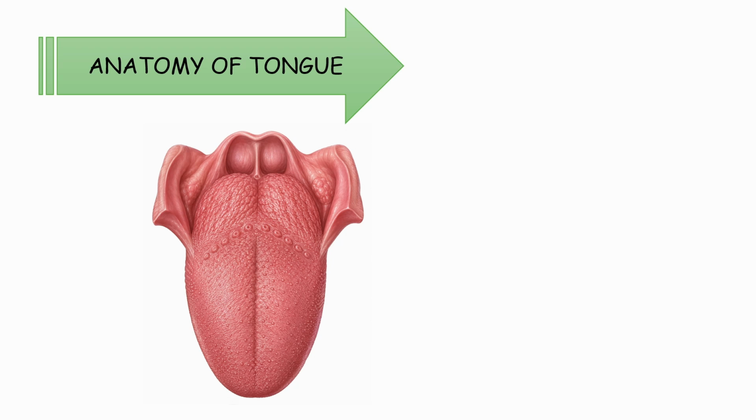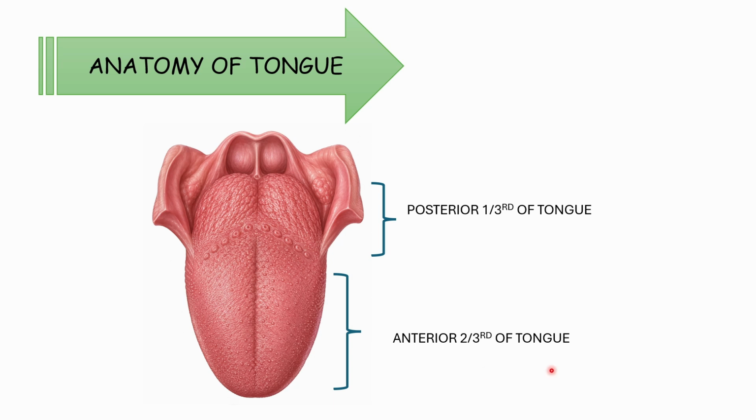So the tongue is a mucosa-covered muscular organ. This is the dorsum of the tongue and it is divided into anterior 2/3 and posterior 1/3. The anterior 2/3 is also called the oral part of the tongue and the posterior 1/3 of the tongue is the pharyngeal part of the tongue.